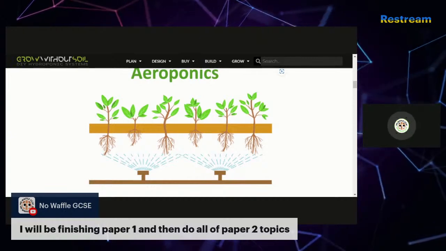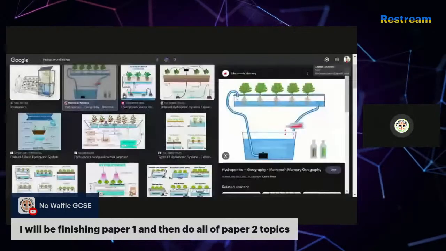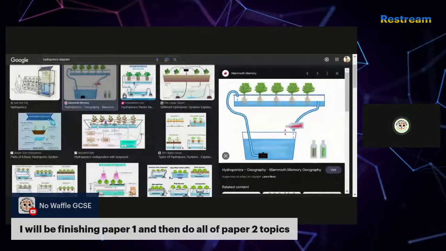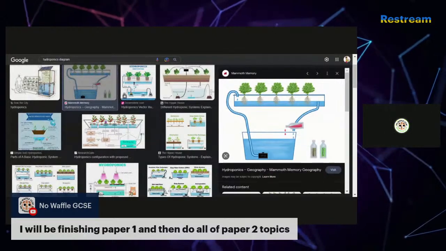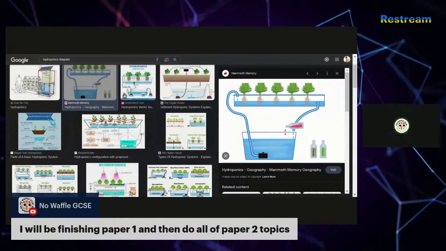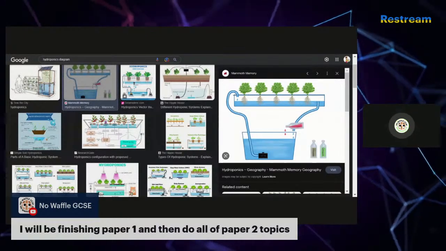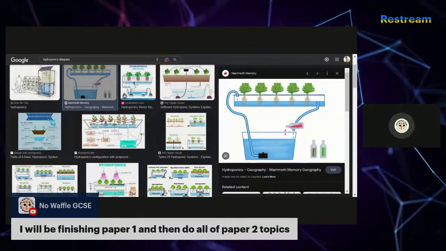So here is a diagram of hydroponics. Let me just share this tab. So you can see some diagrams of hydroponics here. And this is just how the plants are grown in a nutrient solution. So imagine a bath, and it's supported by materials like rock wool or gravel or clay balls.